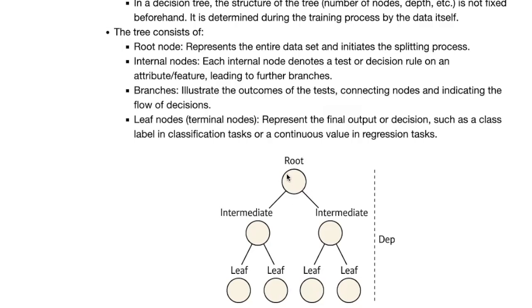We have the root node, we have these intermediate or internal nodes, and then we have these leaf nodes. So I think here the definition is very clear using this figure that we have. So the root node is where we start to perform classification, meaning that we have our entire data set and we want to initiate the splitting process. So what do we mean here?